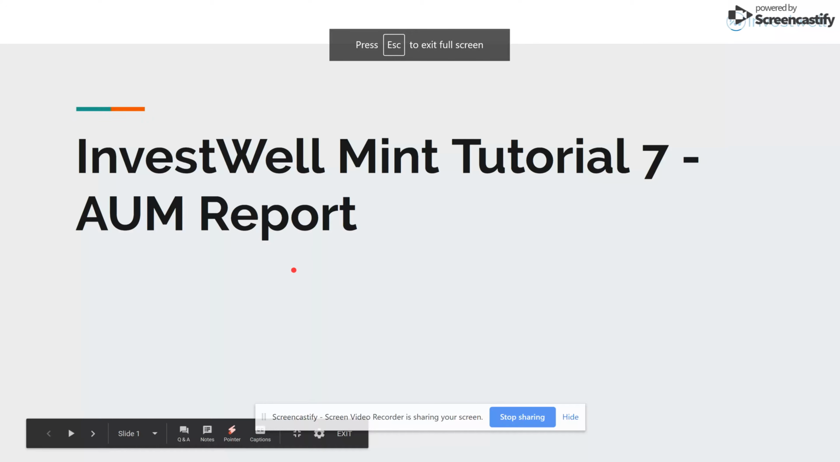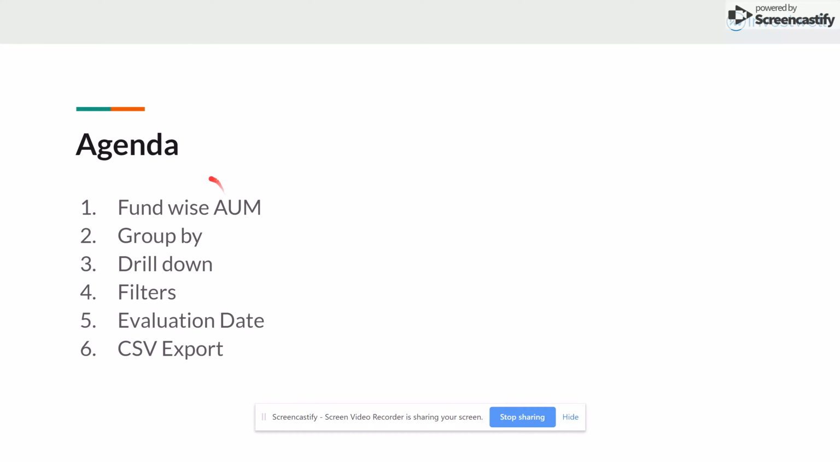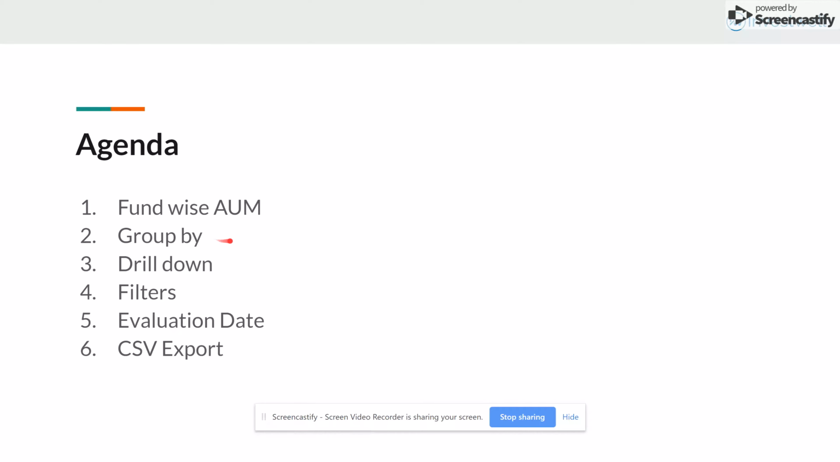Hi, in this session we'll be looking at a business analytics report in Investwell called the AUM Report. This report shows you a fund-wise AUM analysis. It also has other group-wise views that we'll look at. It has a few drill downs that help us drill down into the data, and a few useful filters. We can change the evaluation date on which the AUM is calculated, and we can export a CSV data file to our PC.